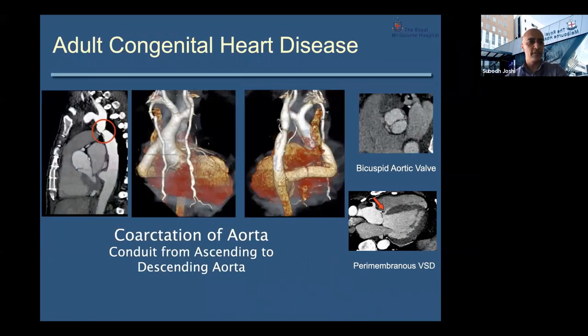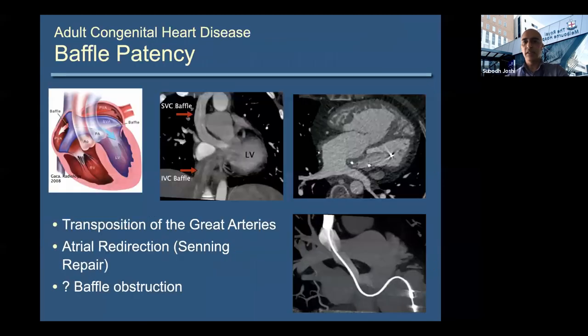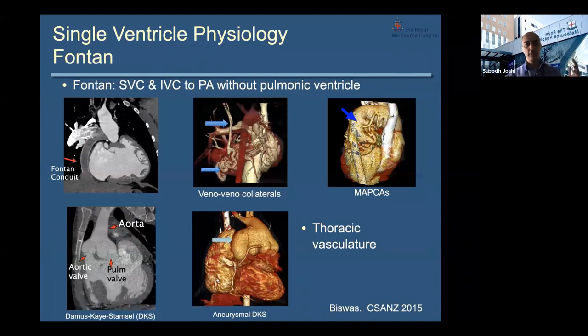And I won't go on about this because I did that last time, but great for adult congenital heart disease. And the more complicated things are, the more useful CT is. And then for baffle patency and things, it's great. And single ventricle, thoracic vasculature, it's sensational.